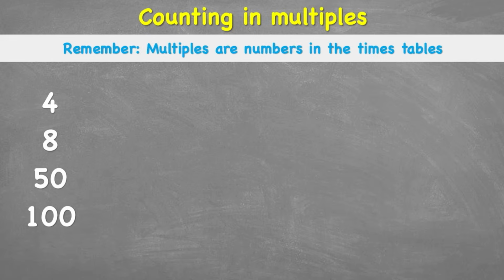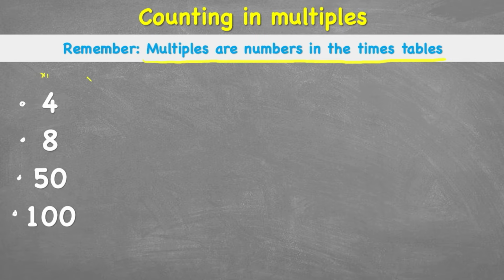Okay, so let's remember that multiples are numbers that are in the times tables. And today we're going to focus on these four numbers here. We've got number 4, 8, 50 and 100. So let's start with number 4. And what we're doing is we're trying to find numbers that are in the 4 times table. So 4 would be the first one because that's just 4 times 1.